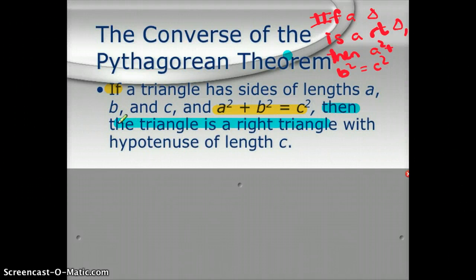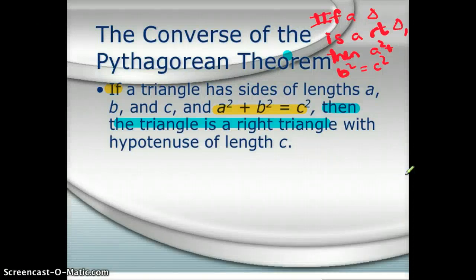So if a triangle has side lengths of a, b, and c, and a squared plus b squared equals c squared, then the triangle is a right triangle with hypotenuse of length c. This is the converse of the Pythagorean theorem. Last year you probably went outside with some ropes or something and tried to see if this worked, and you found out with the conclusion the converse of the Pythagorean theorem is always true. So if we see a squared plus b squared equals c squared, then we know with confidence that that's going to be a right triangle.